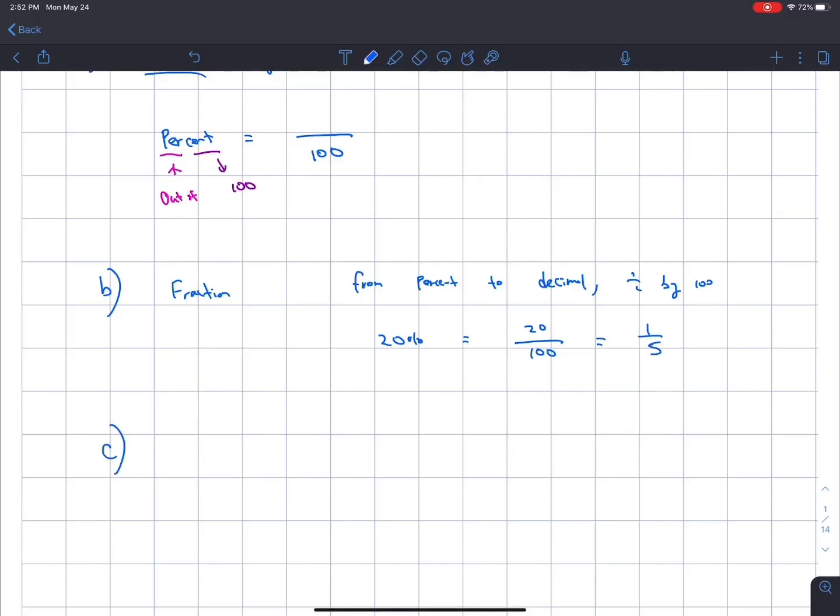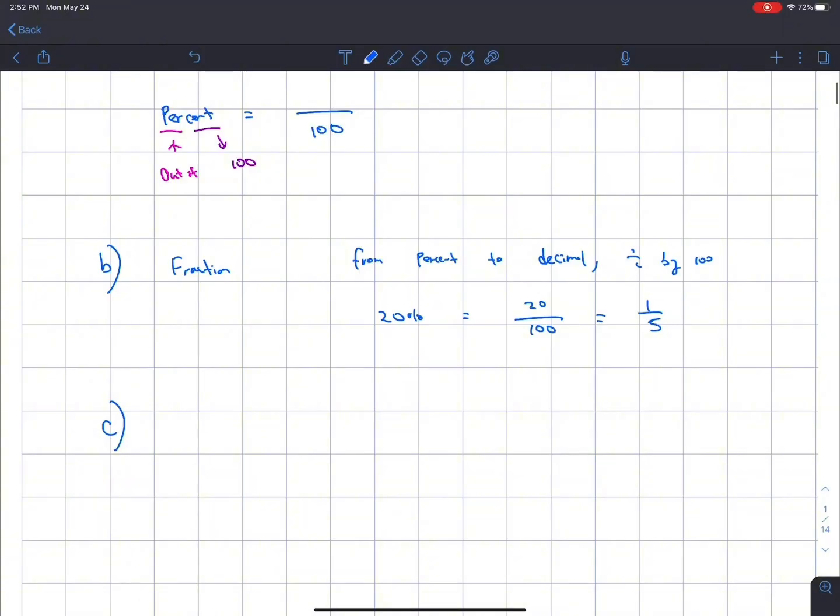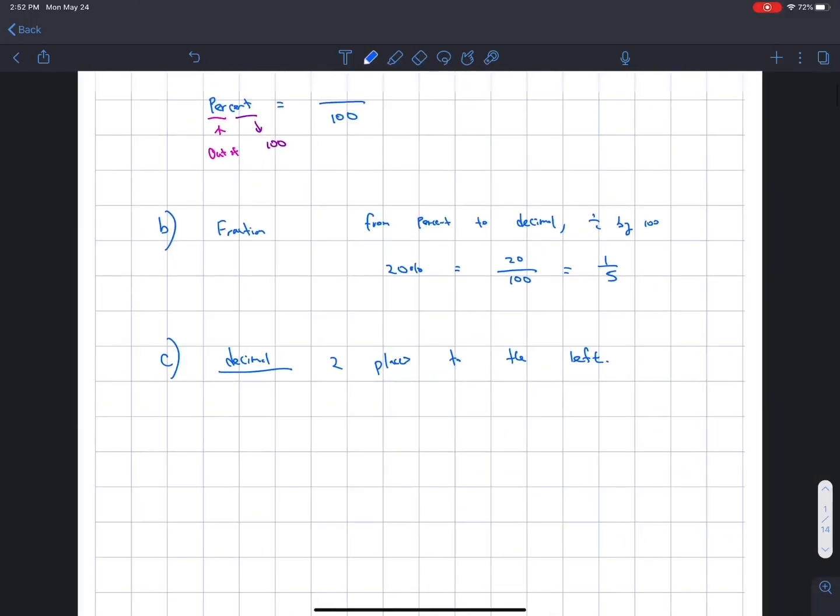To write a percent in decimal form, we remove the percentage sign and move the decimal point 2 places to the left. And I'm going to show you why this works. So I'm still using 20%.